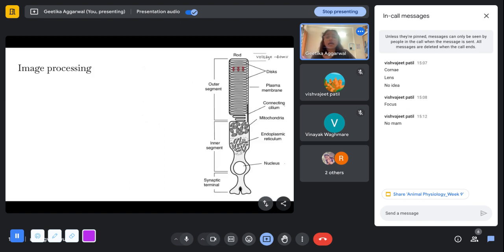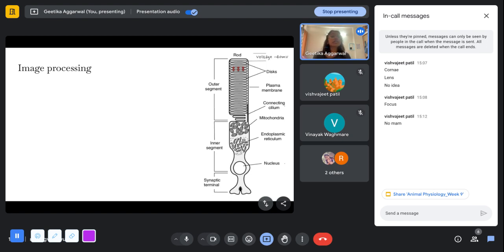Okay. And now coming to how an image is actually processed. We're going to take an example of a rod cell. Cones also work more or less similarly in this fashion, but we are going to take an example of a rod cell and see how an image is actually formed.